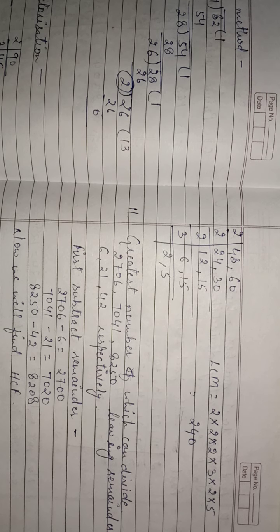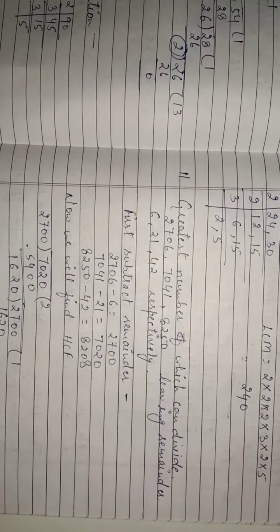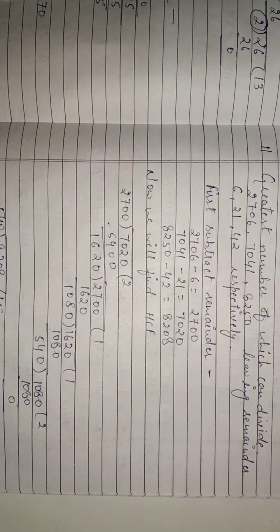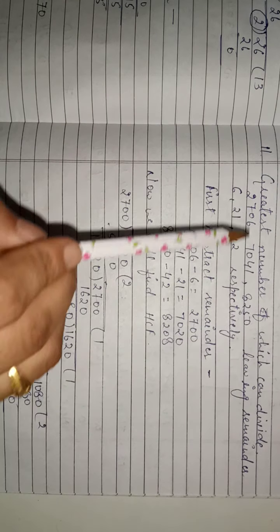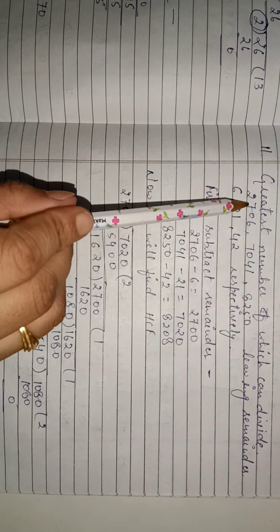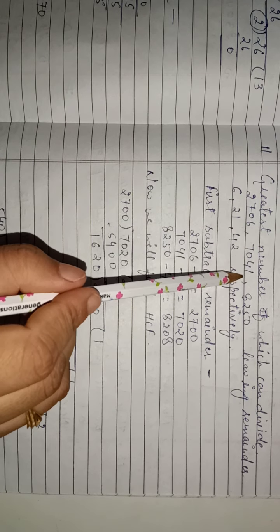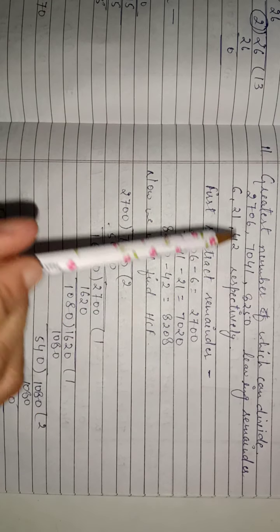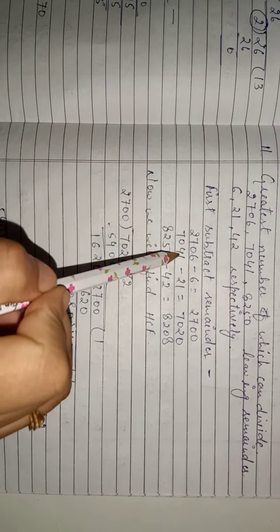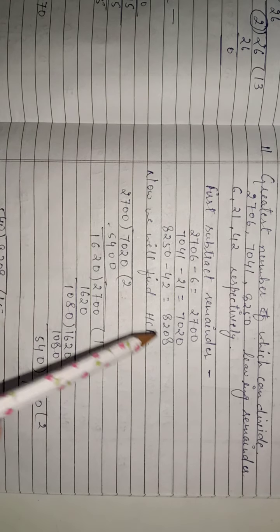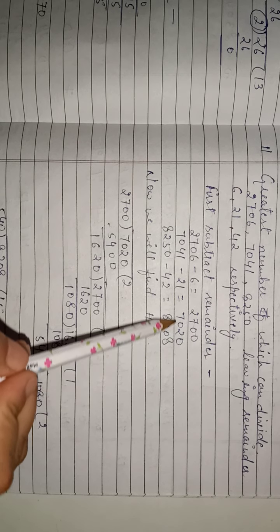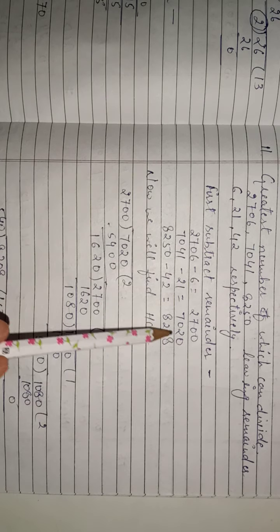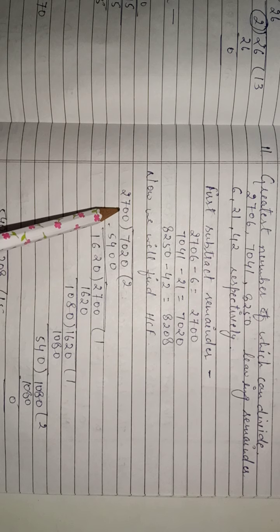And now going to the 11th question. We have to find the greatest number which can divide 2706, 7041 and 8250, leaving remainders 6, 21 and 42. So here first we subtract the remainder from these numbers and then we will find the HCF. So after subtracting we get 2700, 7020, 8208.